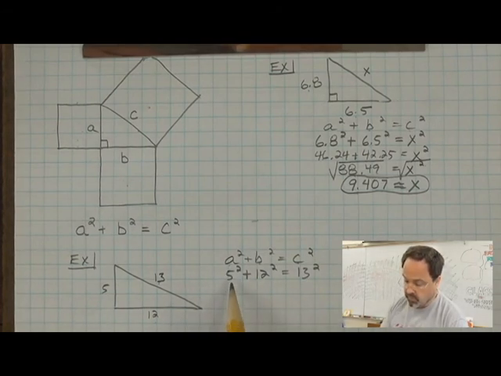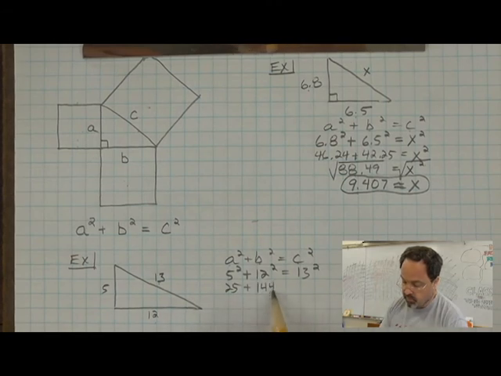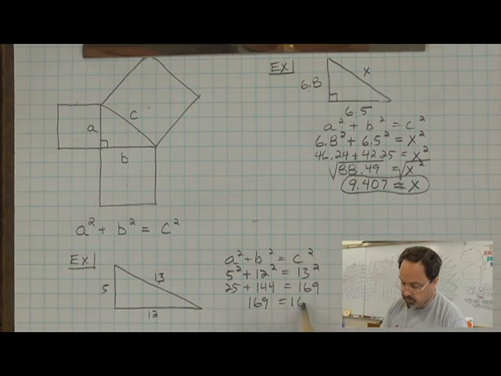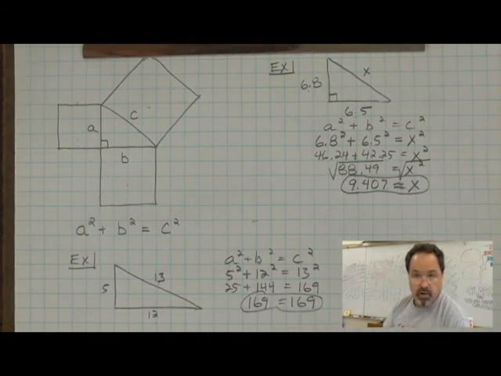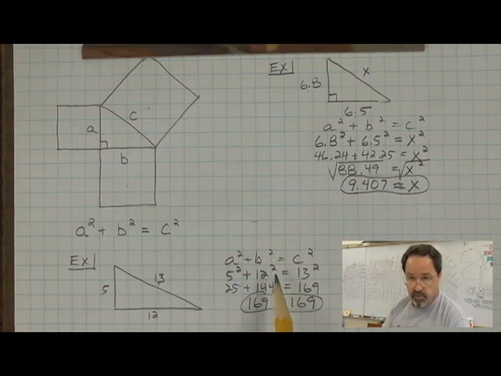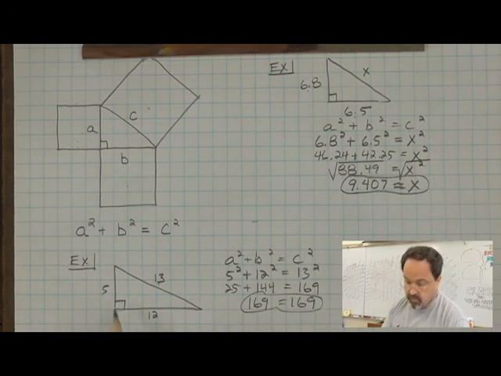Let's do the math. 5 squared is 25, 12 squared is 144, 13 squared is 169, and 25 plus 144 is 169. The result was a truth. 169 is always equal to 169. So these side lengths in this triangle made the Pythagorean theorem work, and the conclusion is this must be a right triangle.